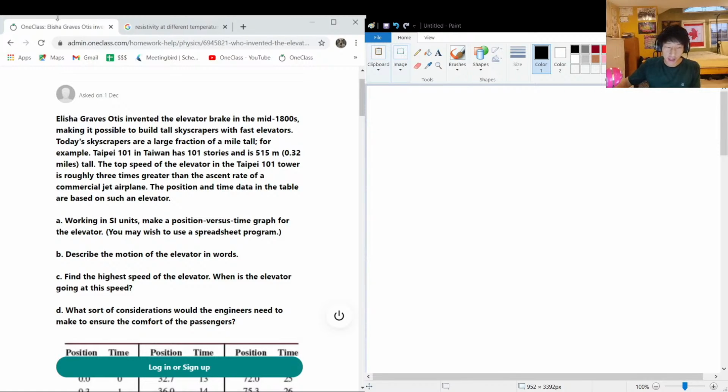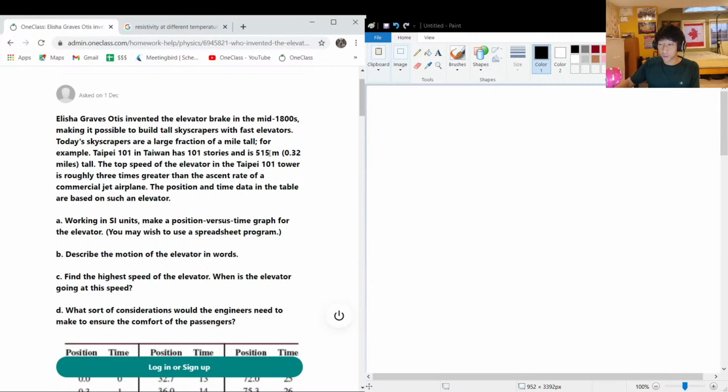Okay, so we have: Elisha Graves Otis invented the elevator brake in the mid-1800s, that's a long time ago, making it possible to build tall skyscrapers with fast elevators. Today's skyscrapers are a large fraction of a mile tall. That's very tall, a lot taller than I am. For example, Taipei 101, that's in Taiwan, in the city Taipei. It has 101 stories and is 515 meters tall. So that's a half kilometer.